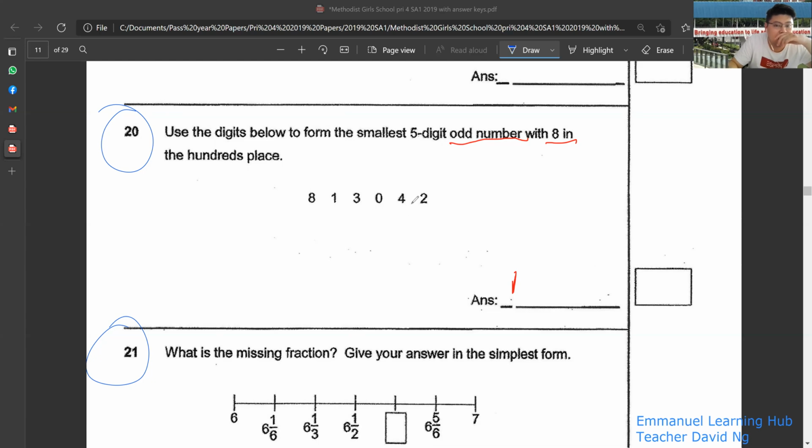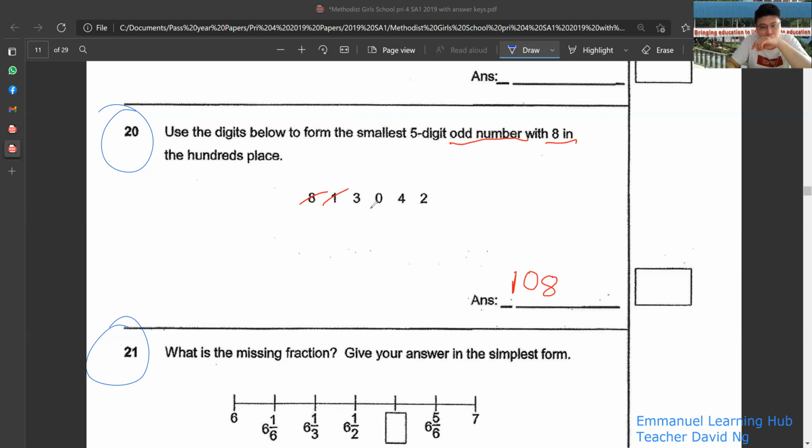Then after that, which number should you put as the second digit? Other than 8 and 1, I cannot put already. So 3042. No, you should put 0 because 0 is smaller than 2. Does that make sense? They want 5-digit, smallest 5-digit. So 8 in the hundreds place, so it has to be 8 now.